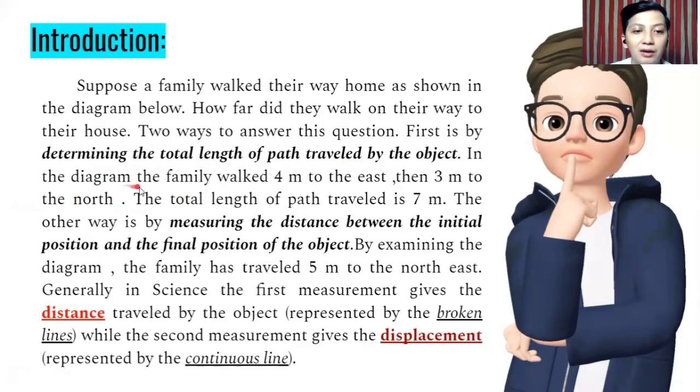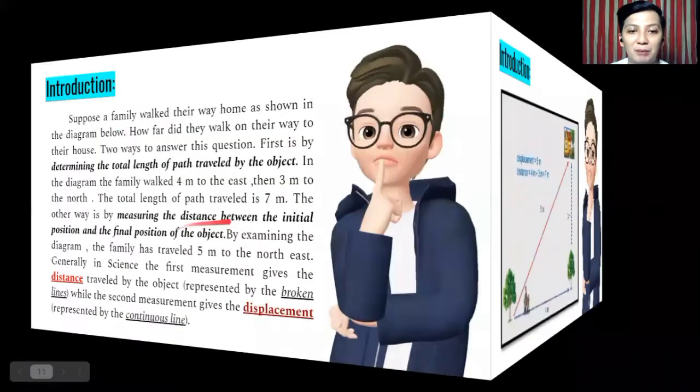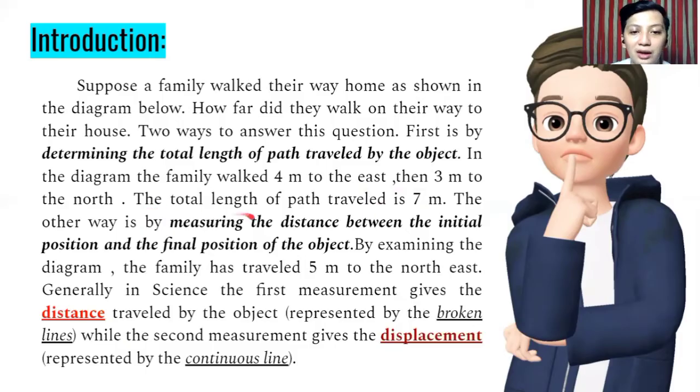Okay? In the diagram, the family walked 4 meters to the east, then 3 meters to the north. So, makita natin. Okay, this one. So, meron tayong 4 meters to the east and then 3 meters to the north. So, ito, to the east, 4 meters, to the north, 3 meters. So, galing sila siguro dito yung starting point nila papunta sa bahay nila. So, 4 plus 3, that is 7 meters. So, yun yung total distance path travel. So, balik tayo. So, the total length path travel is 7 meters. Katulad na sinabi natin kanina.